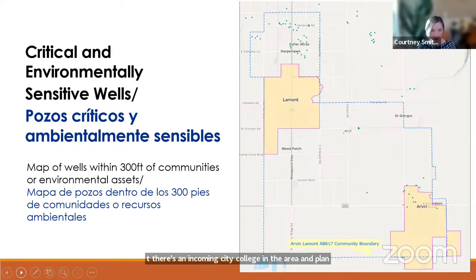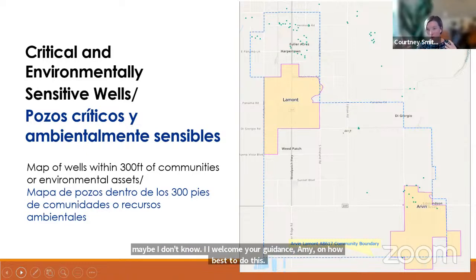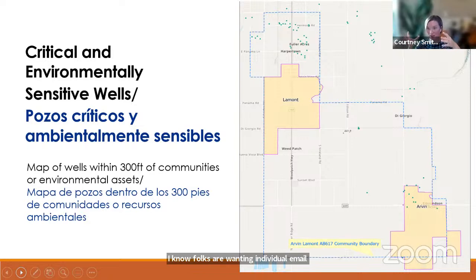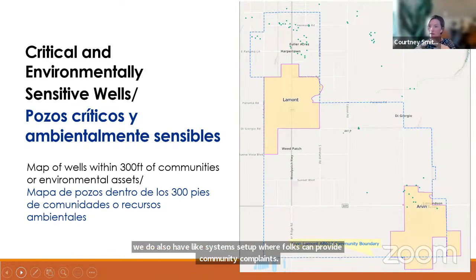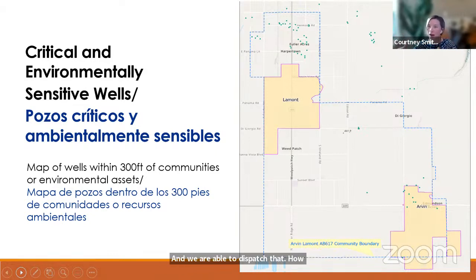Okay, there's a lot there. Yes, we absolutely, and I welcome your guidance, Amy, on how best to do this. I know folks are wanting individual email addresses, and we do also have systems set up where folks can provide community complaints, and we are able to dispatch that. How best can we give all of that information out in a way that's easy?